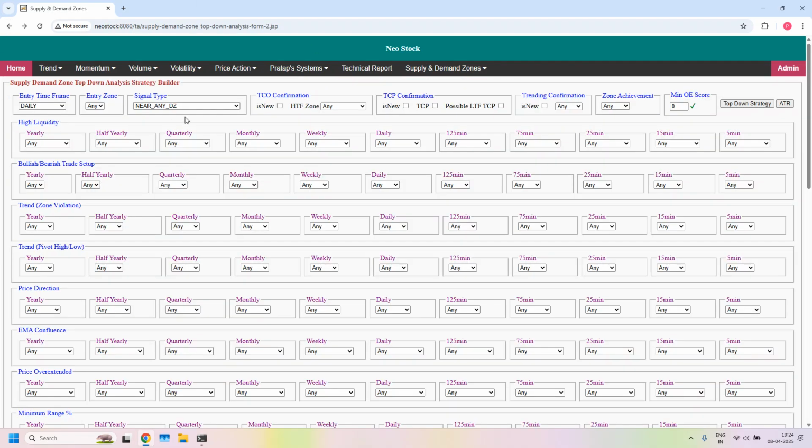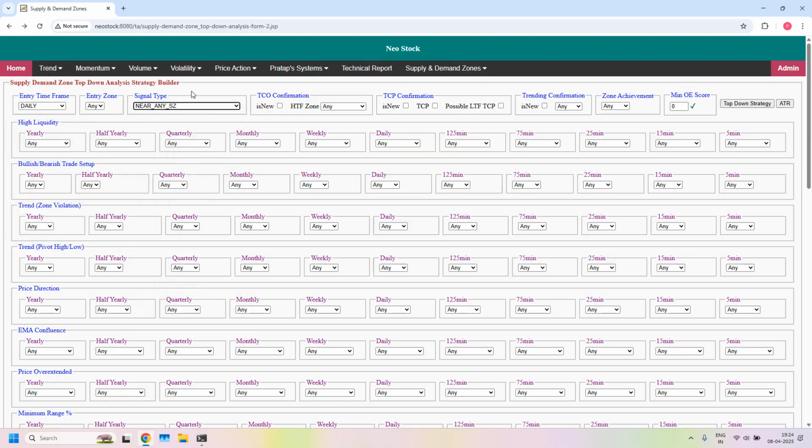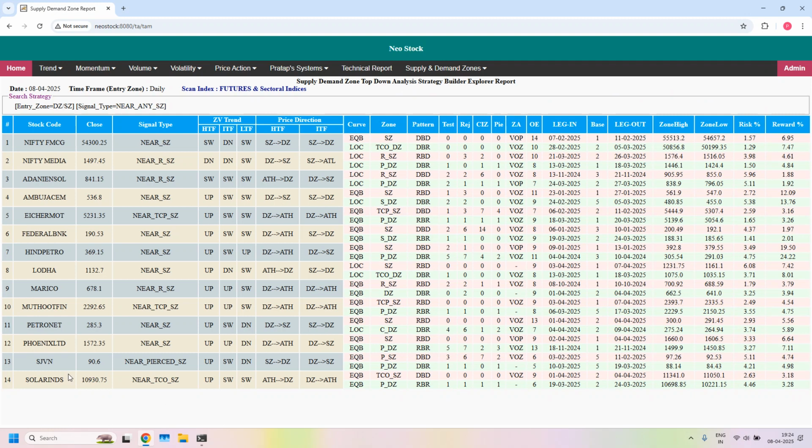Okay, next. Daily time frame. Let us find the stocks near to the daily supply zone. We got 14 stocks. Let us identify high liquidity daily supply zones from this list. NIFTY Media is an index not listed in F&O. We are ignoring it.